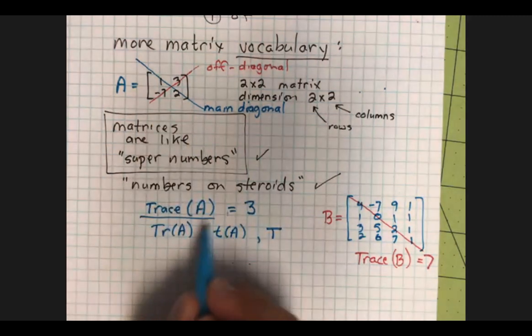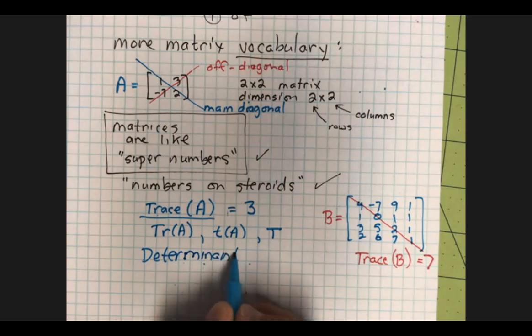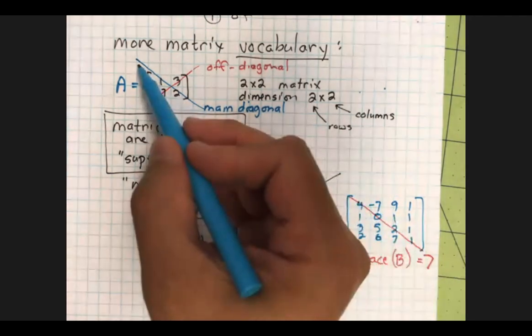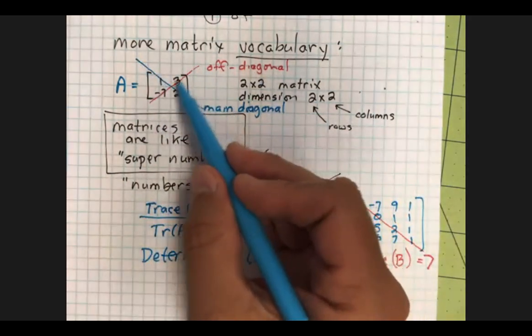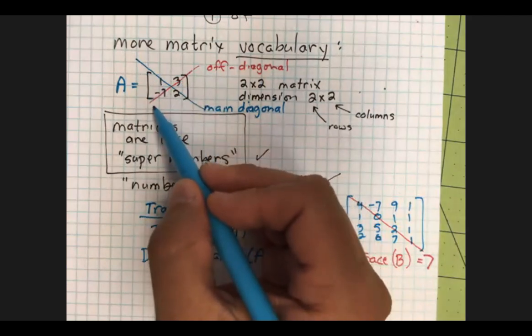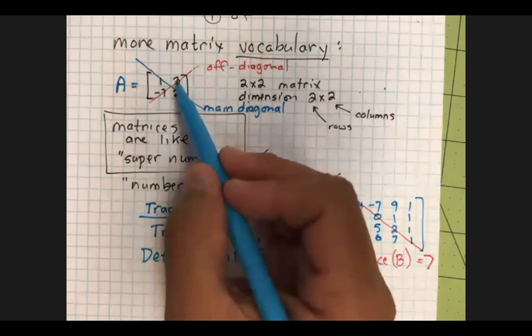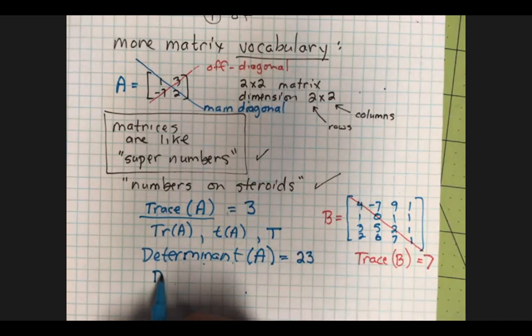The other special word here before we take a break is called determinant. And for a 2x2 matrix, the determinant is very easy to calculate. It's the product of the main diagonal subtract the product of the off diagonal. So here it's 1 times 2 minus negative 7 times 3. That is 2 minus negative 21. 2 minus negative 21 is 23.